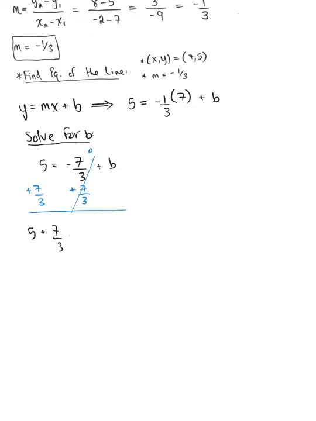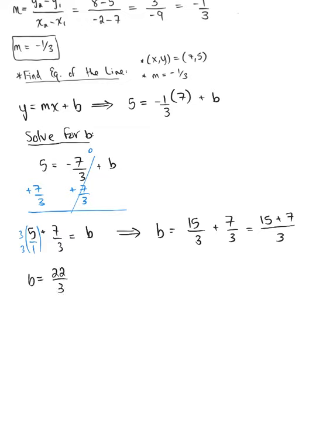leaving us with 5 plus 7/3 is equal to b. And then in order to combine these two constants, we need a common denominator. So we'll rewrite 5 as 5/1, and we'll multiply the numerator and denominator by 3. So we now have that b is equal to 15/3 plus 7/3. So now that we have matching denominators, we can rewrite this as (15 + 7)/3, which is going to leave us with b is equal to 22/3. So that is our y-intercept.